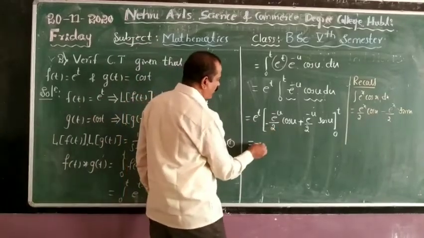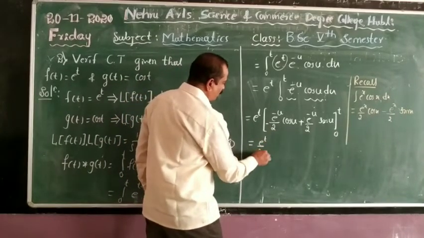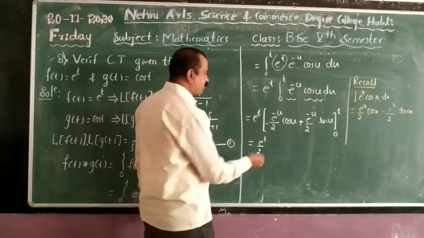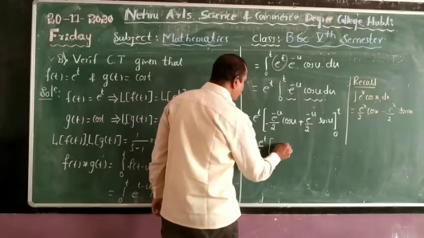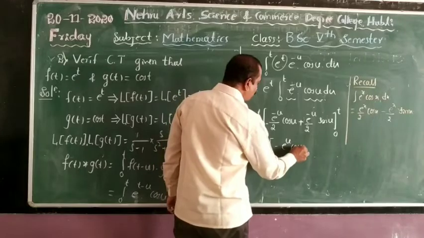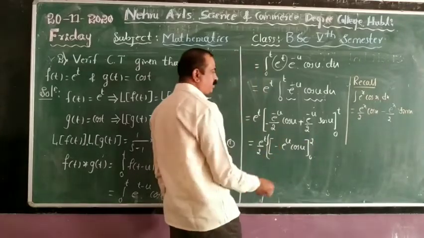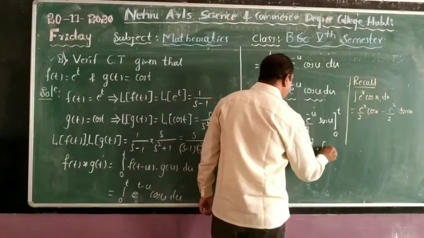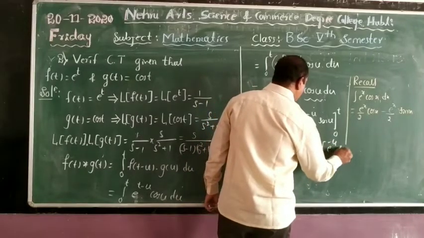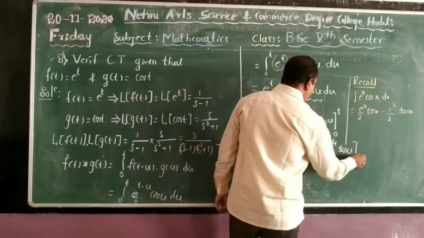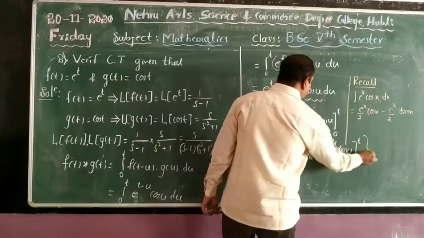Keep the outside integral e raised to t as it is, and the 1 by 2 also outside the bracket, it is e raised to t by 2, remaining e raised to minus u into cos u. The separate limit has to be taken 0 to t, plus e raised to minus u into sin u. The separate limit I will again take 0 to t.